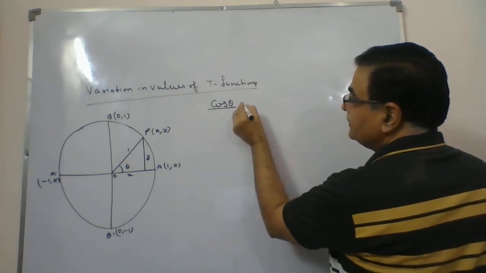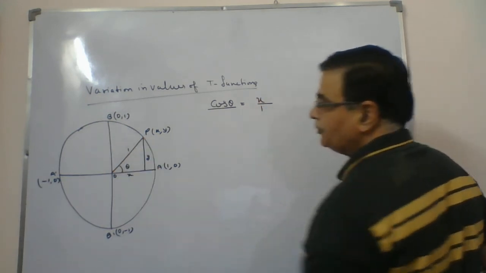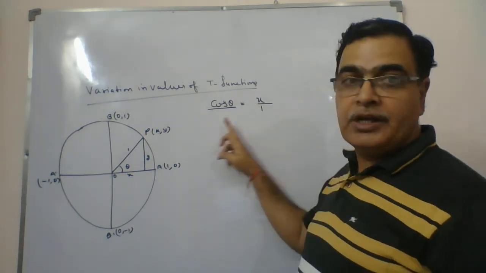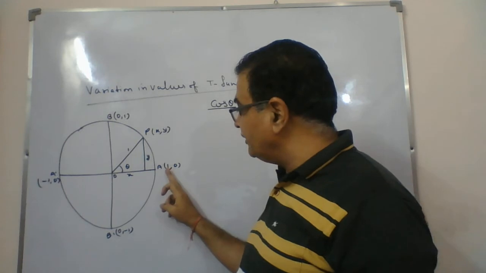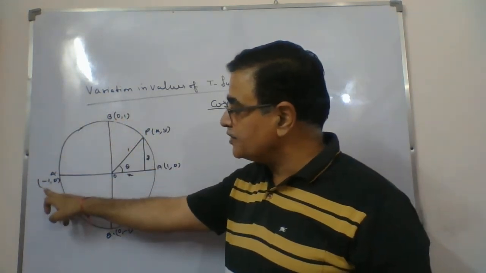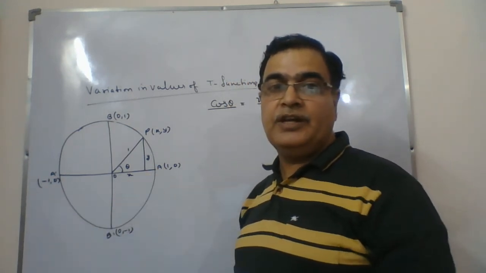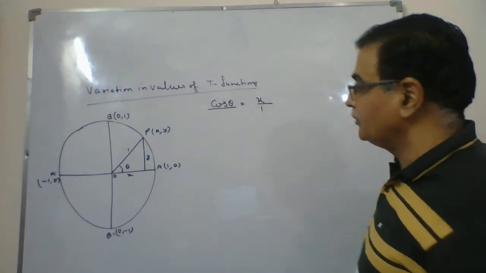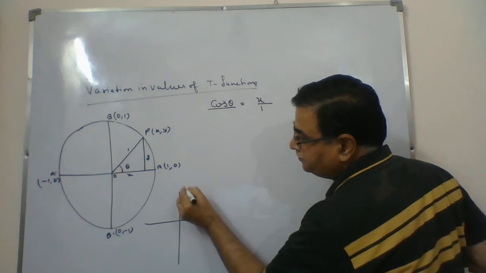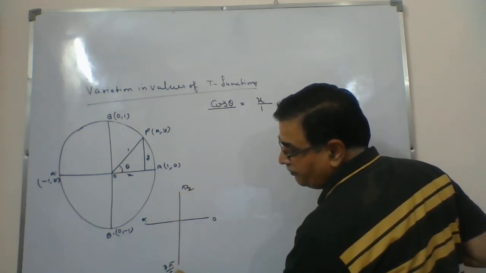If I am saying cos theta is base over hypotenuse, base is x, hypotenuse is 1. That means it is going to depend totally on x. Whatever variation comes in x, first time it is 1, then it reaches 0, then it's minus 1, then 0, then 1. So whatever the variation in x comes, that will be the variation in cos theta.